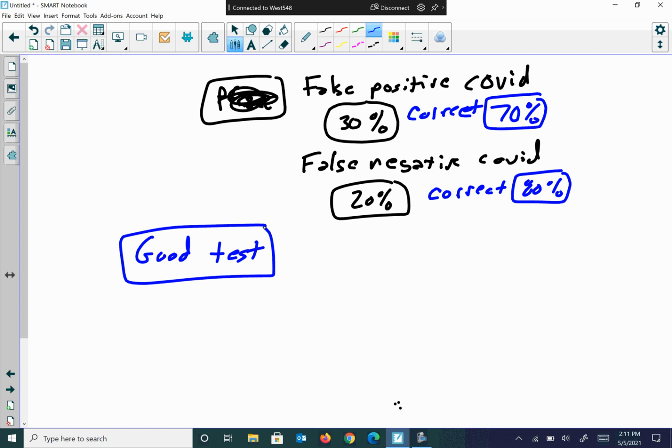I think a lot of the false positives are like you had it, but you still have a presence of what they're looking for. So some sort of marker, or a protein, I think, is what they're looking for. You think they'd be good tests or not?